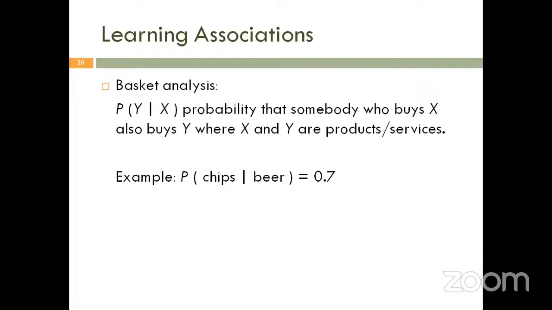Okay, learning association, it is a little bit of probability here, for basket analysis. I think everybody knows, very little probability is here. I think you all can understand. P(X,Y), that is, the probability that somebody who buys X also buys Y, where X and Y are products and services. Example, P(chips, beer) is 0.7. This is a very simple association.